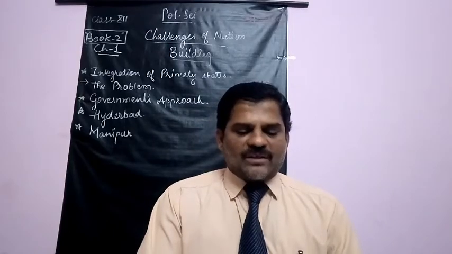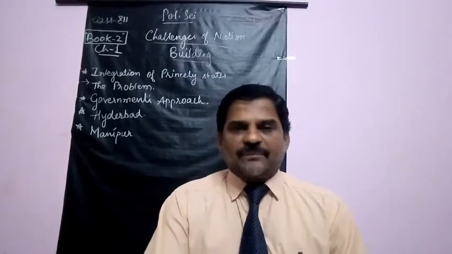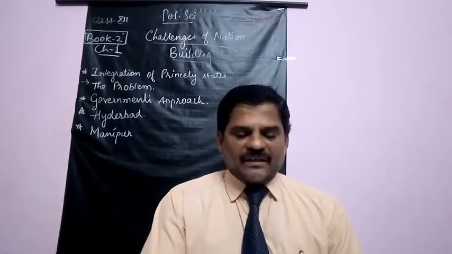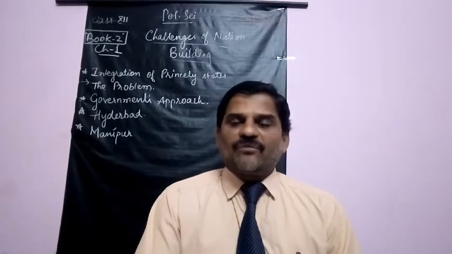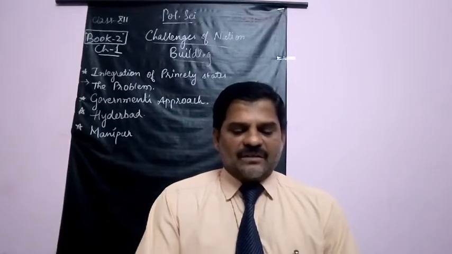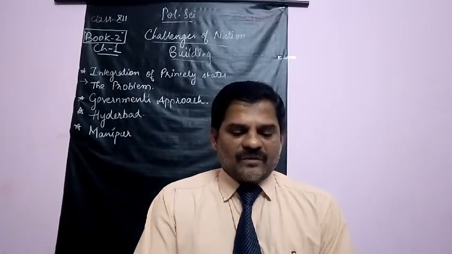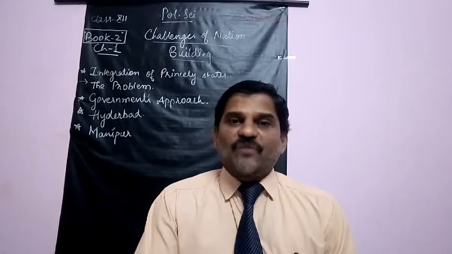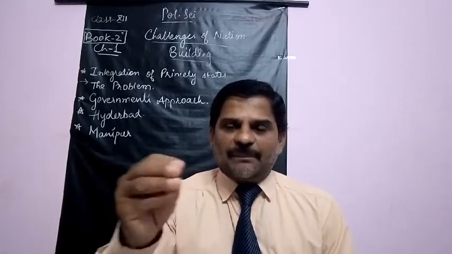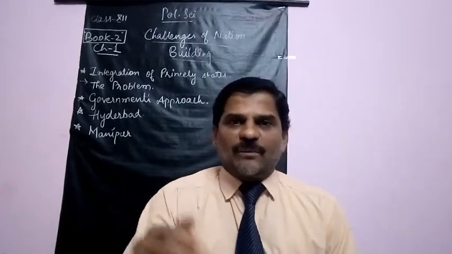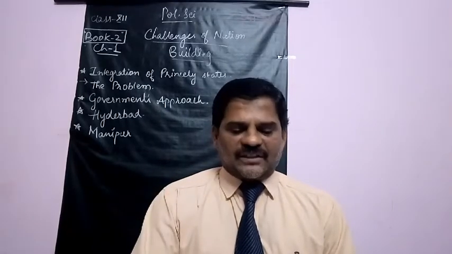The government's approach was guided by three considerations. Number one, firstly, the people of most of the princely states clearly wanted to become a part of the Indian Union. Secondly, the government was prepared to be flexible in giving autonomy to some regions. I mean, giving some independent power. Autonomy means independent power to some of the princely states. Our Indian government agreed that they will give some autonomy to these princely states.